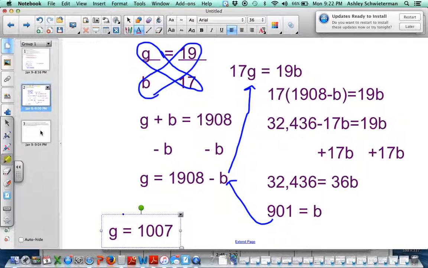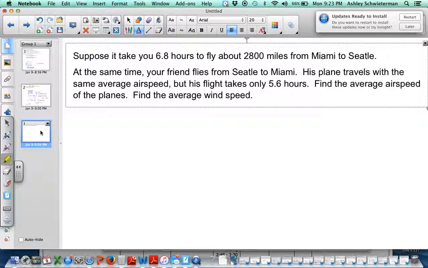All right, and the last one is a distance problem. Suppose it takes you 6.8 hours to fly about 2,800 miles from Miami to Seattle. At the same time, your friend flies from Seattle to Miami. His plane travels with the same average airspeed, but his flight only takes 5.6 hours. Find the average airspeed of the planes.